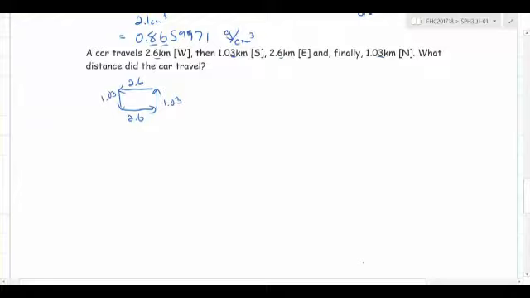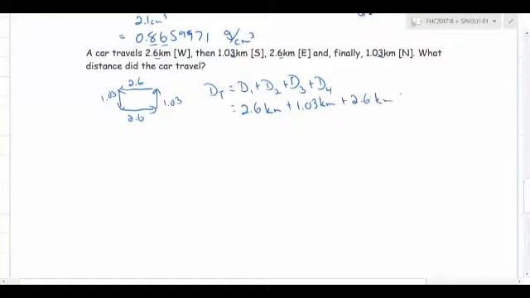But we want to ask, the distance that we travel is how far we went around that block. So to get our total distance, I'll call that D, the total distance will be the first distance plus the second distance plus the third distance plus the fourth distance that we travel. So we can start to add these up. So I've got 2.6 kilometers plus 1.03 kilometers. Notice I use the units all the way through, plus 2.6 kilometers again, plus 1.03 kilometers again. And so I'm going to add that up. So 2.6 plus 2.6 is 5.2, 6.2, 7.2.